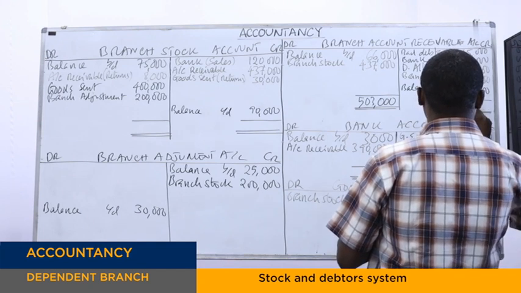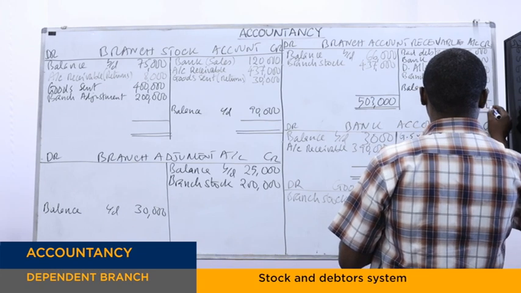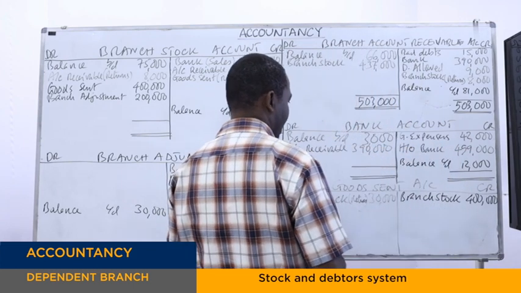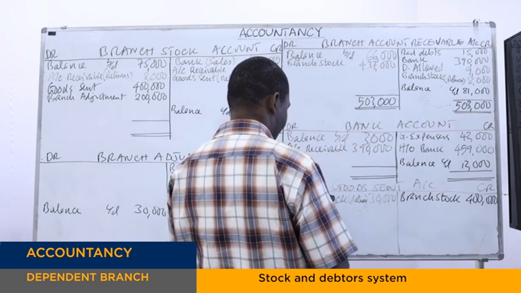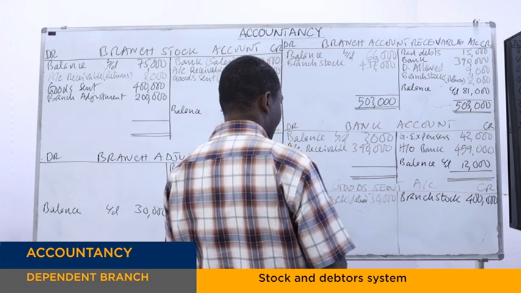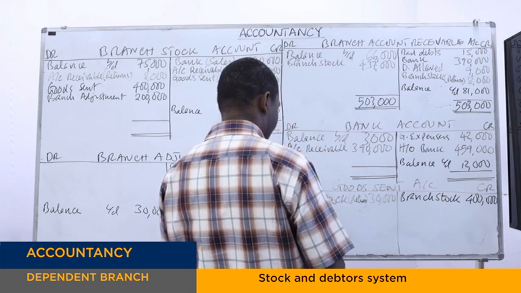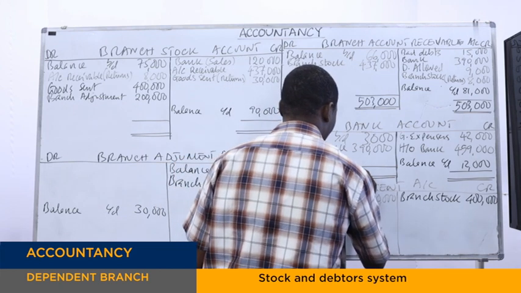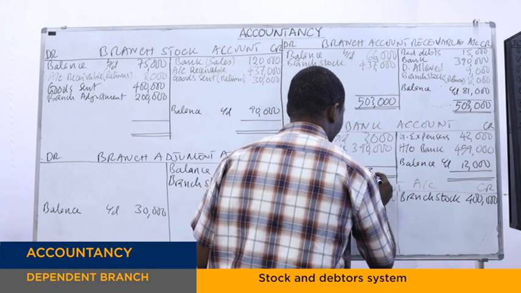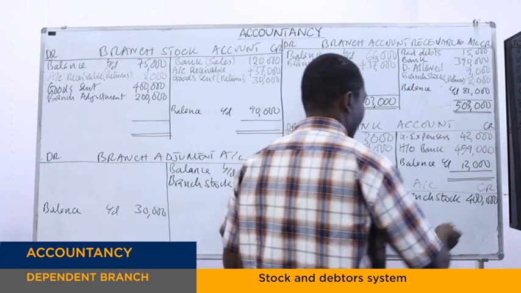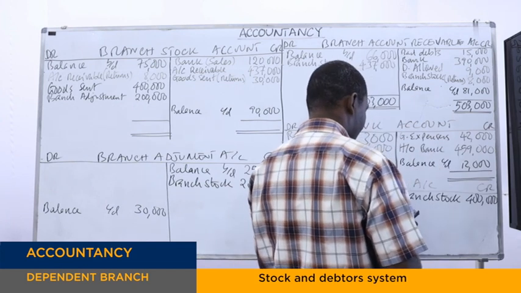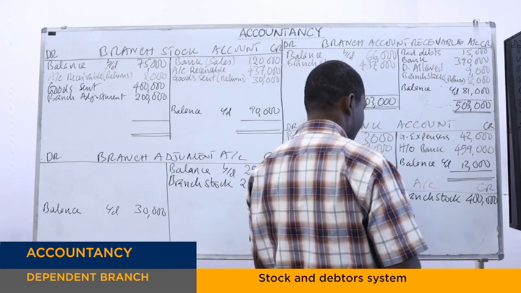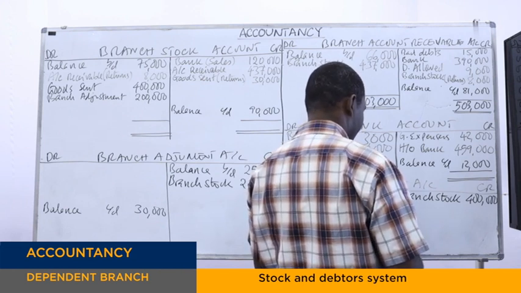Okay, so we go for the bank. We have 3,000 that is opening. We add 390,000. We get 393. Okay, supposed to balance. We less 42,000. We less again 459,000. We less 12,000.